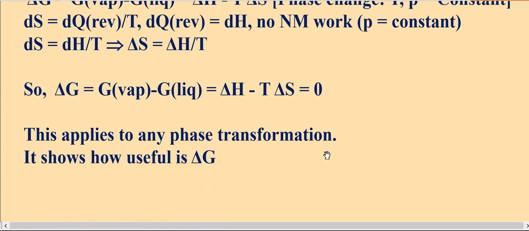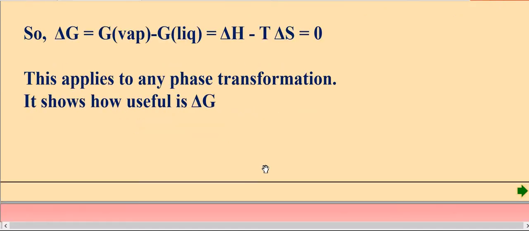This applies to any phase transformation. It shows how useful delta G is.